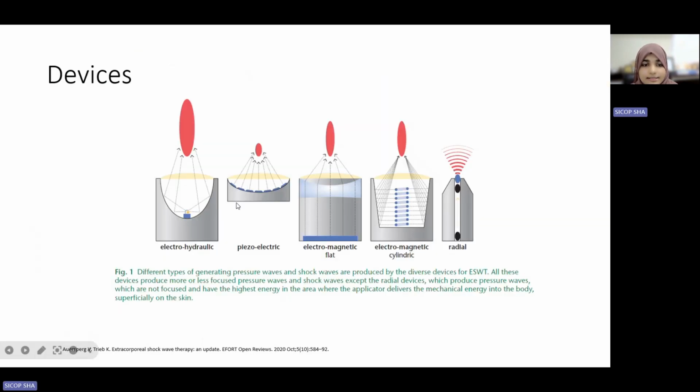The devices which we see are electrohydraulic, piezoelectric, electromagnetic flat, electromagnetic cylindrical, and the radial. So basically the starting four are focused, and the last one is radial.